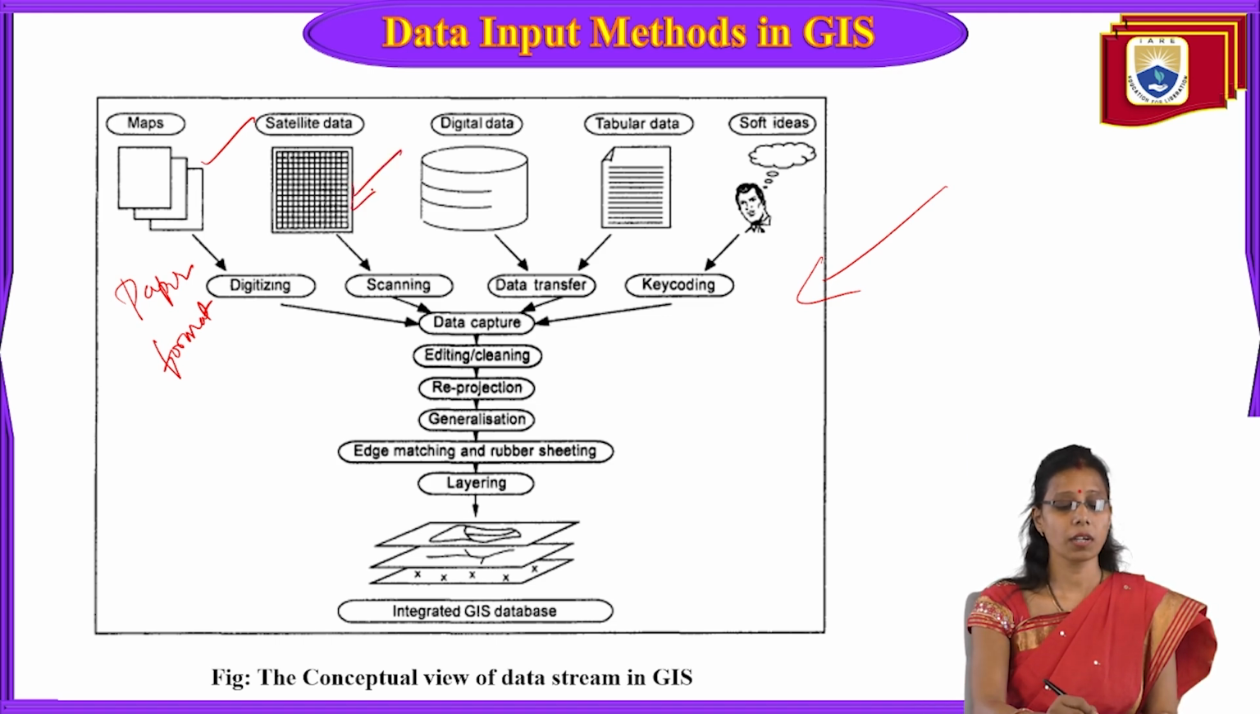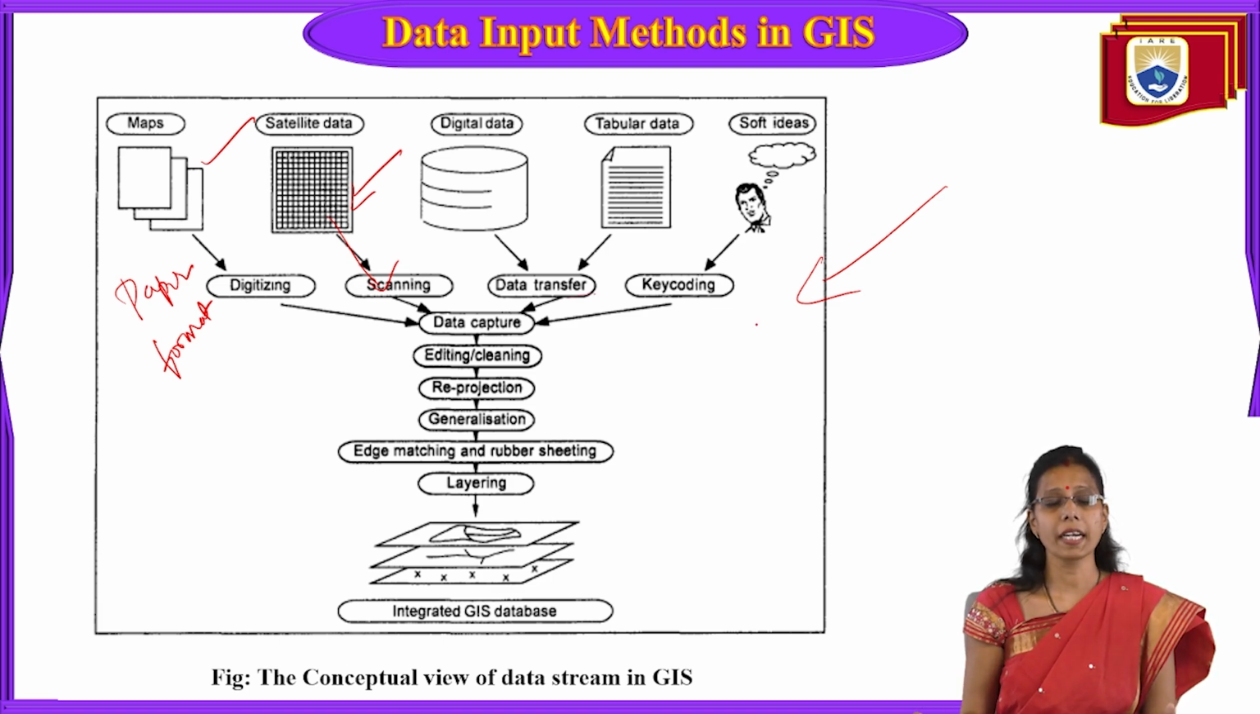Next, you can see here you have satellite data. Satellite data is already in the digital format. If it is in a paper format, we can use it through scanning. And next, you have digital data, you have tabular data. If the digital data or tabular data is available, you can just transfer the data through data transfer.